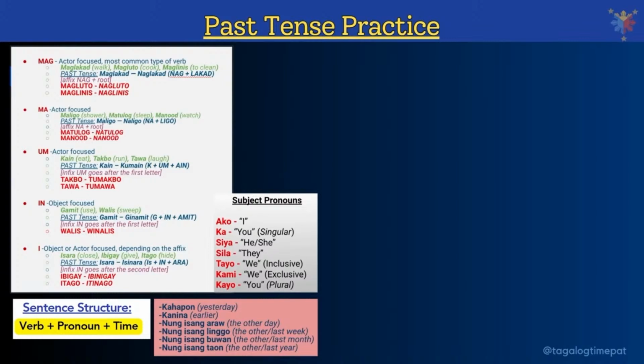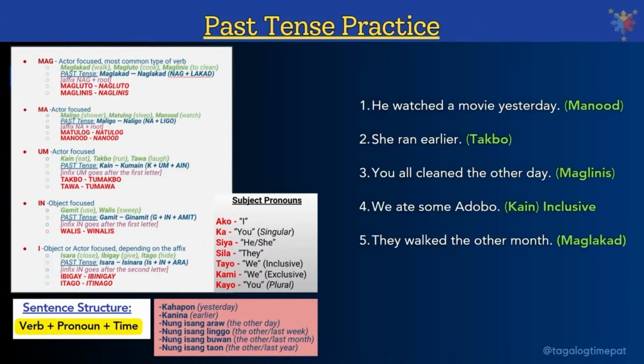Nung isang buwan means the other month or last month. Nung isang taon means the other year or last year. Okay, now let's take a look at these examples here. So he watched a movie yesterday, and I gave you a hint.